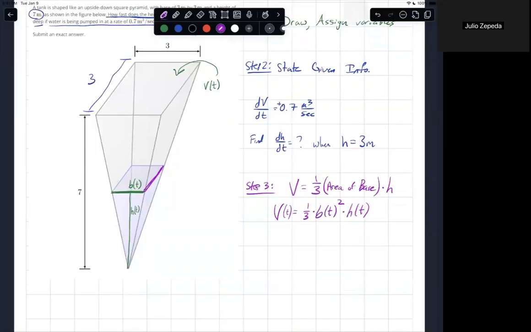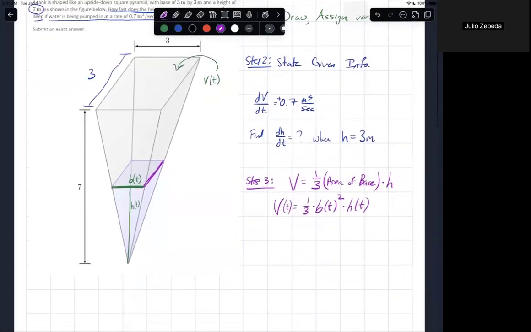Okay, so another nice thing that they do in the solution is, well, we could move on to step number 4 and take the derivative of this equation, but it turns out that there's a relationship between the base length and the height of the water. And we can see that by looking at, let's go ahead and just imagine slicing this pyramid in half and taking a look at a cross section of it.